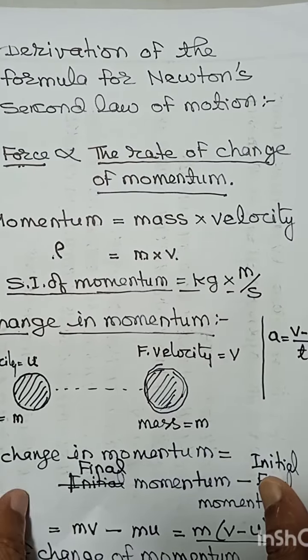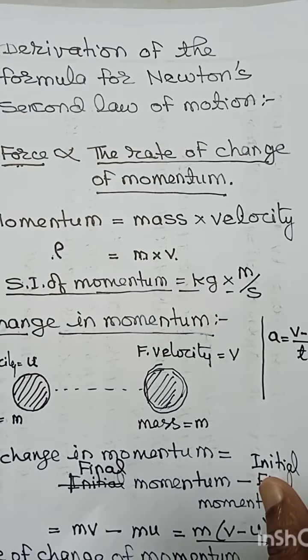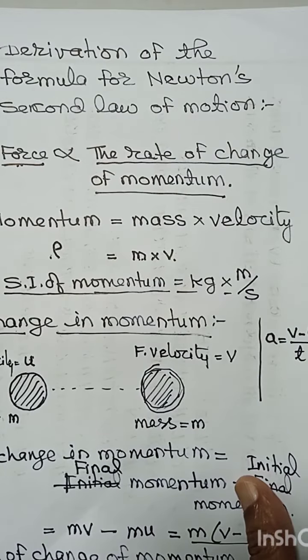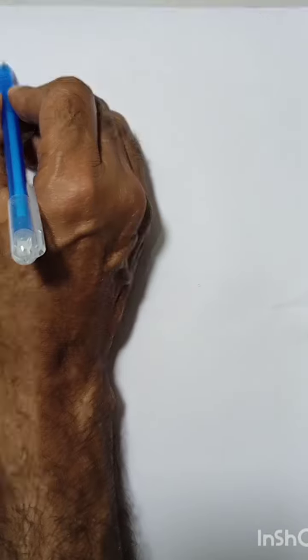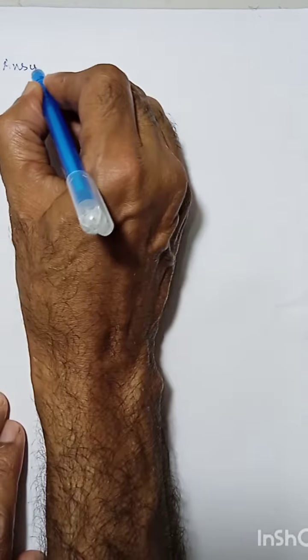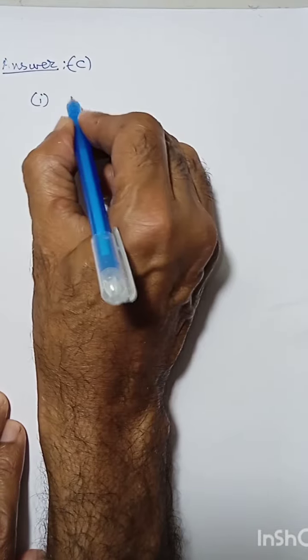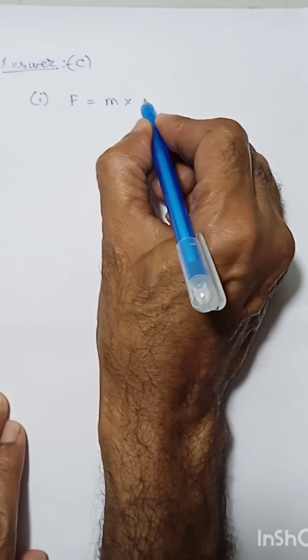Now let us come to the last question, question number C. You can see here, a force of 100 Newton acts on a body. So in the question it is given that a force of 100 Newton acts. So the answer is C1. Force is equal to mass into acceleration.